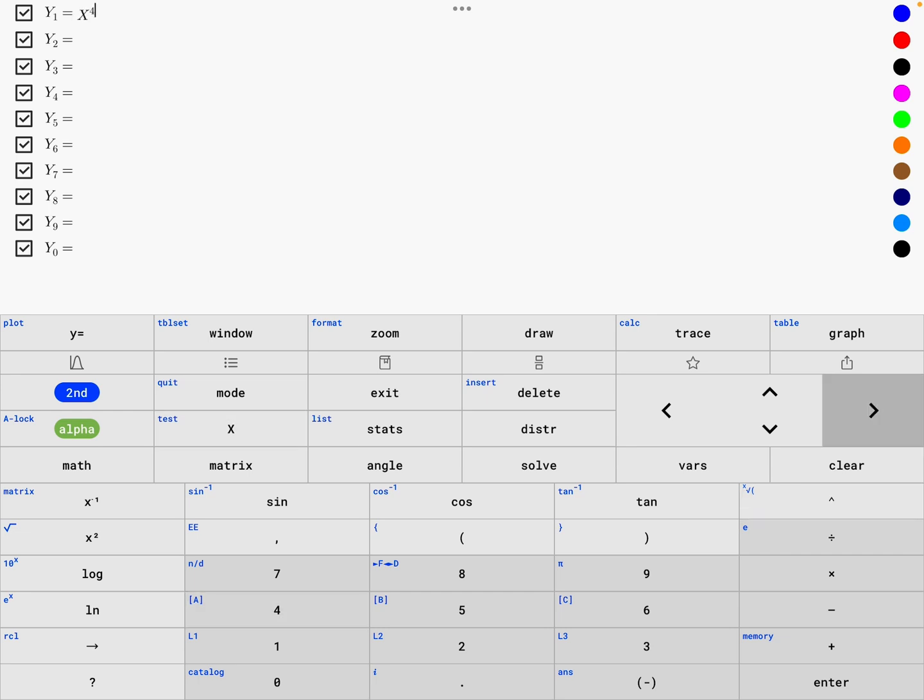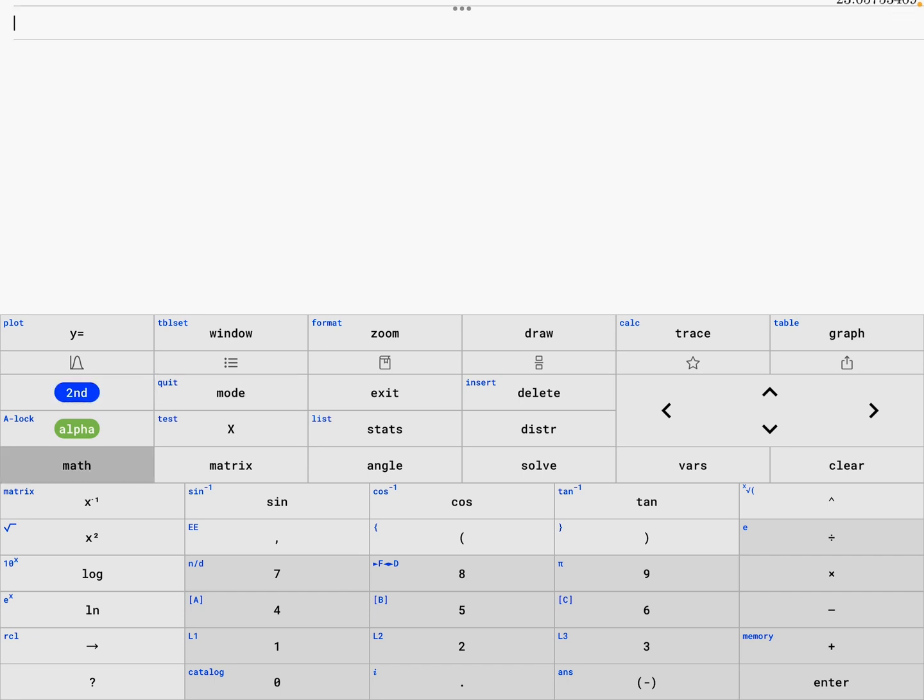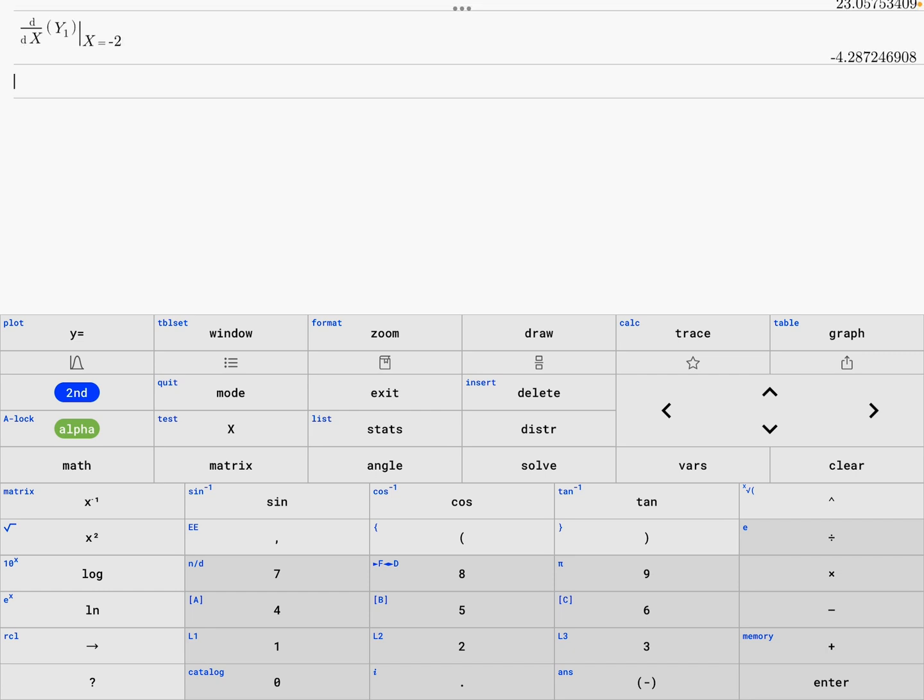So x to the 4th, and then plus 0.5 x to the 3rd, minus 5x squared, plus tangent of x divided by 2. Okay, now that I have that there, go back to math, do option number 8, vars function y1. Hopefully you guys remember how we did that in class, but I'm just going to skip over that. And then I'm putting in -2 for x, and I get -4.287.